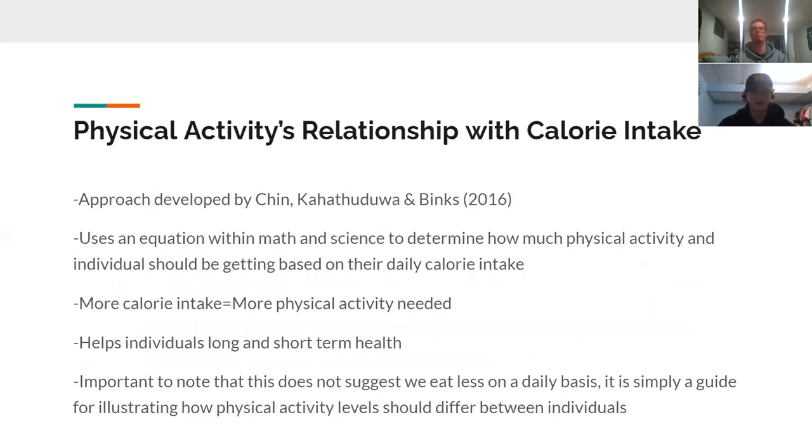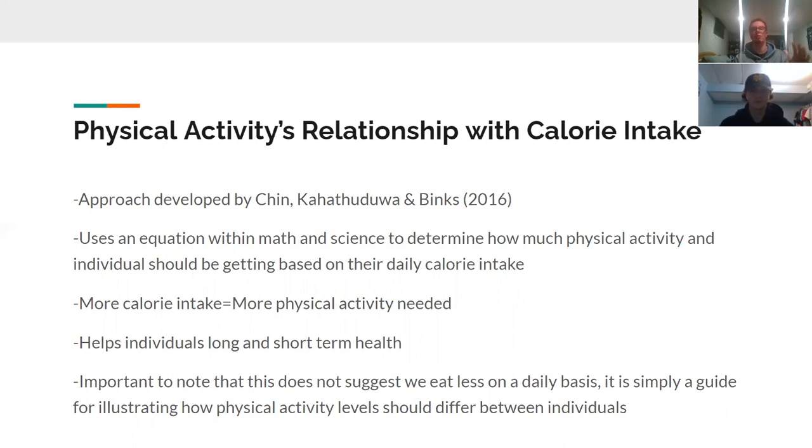Our third resource was physical activity's relationship with calorie intake. So this was an approach developed by authors Chin, Kuthuruduru, and Binks in 2016. Essentially, they use a variety of math and science and equations to determine how much physical activity an individual needs based off their daily calorie intake. So what this means in conclusion is more calorie intake equals more physical activity needed.